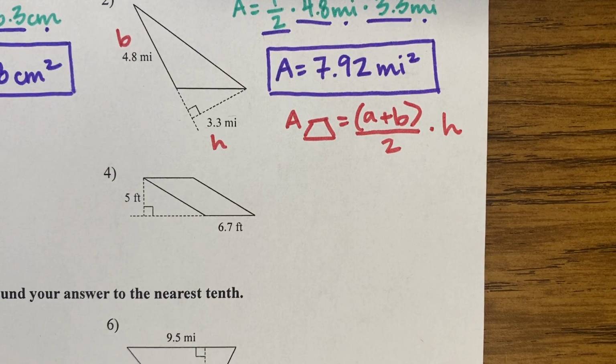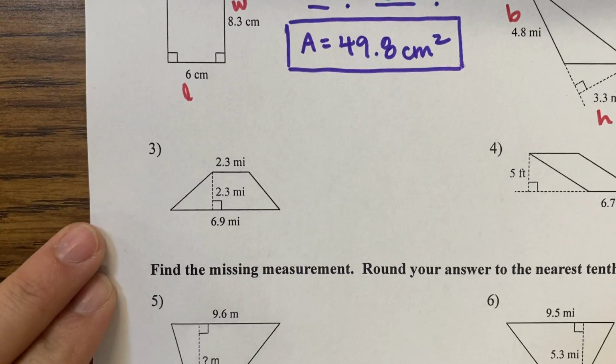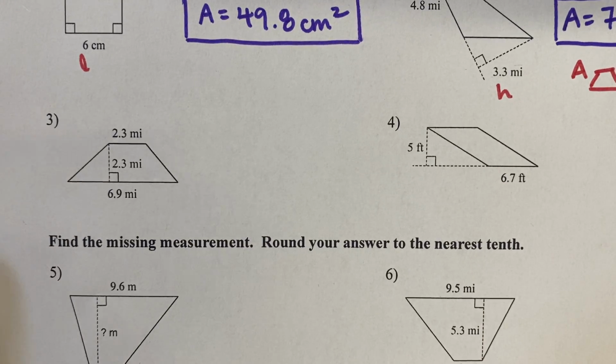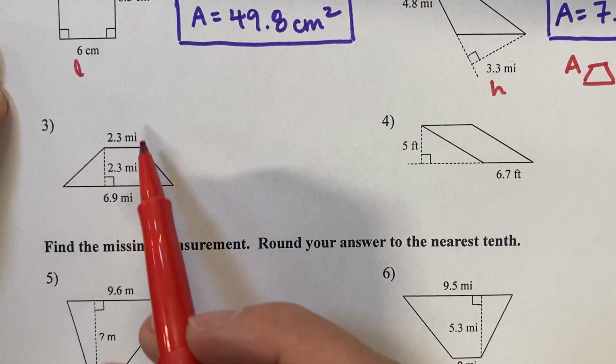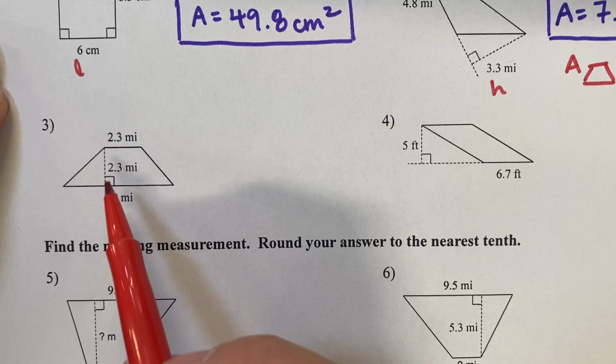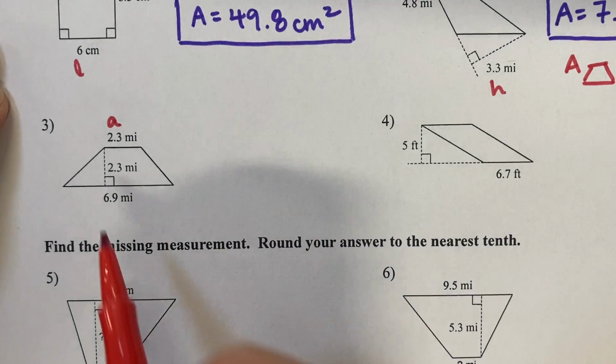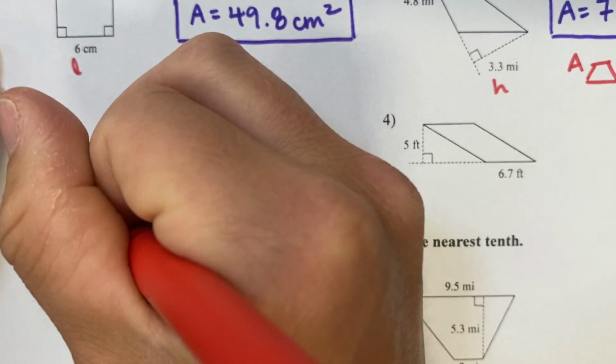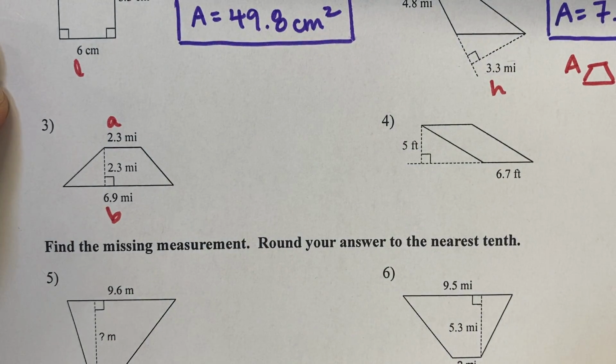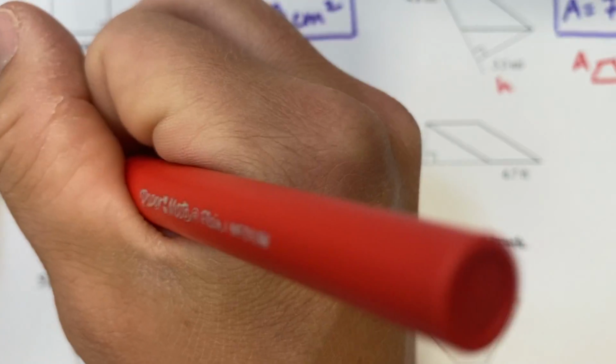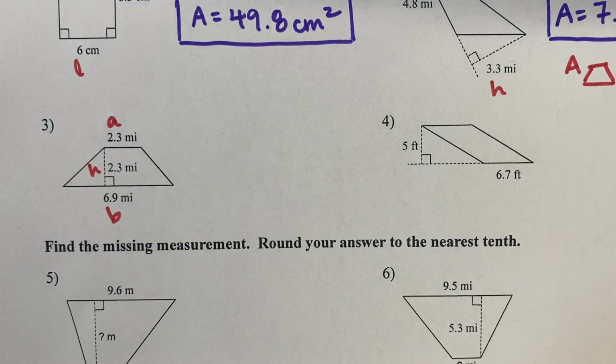Okay, well, let's go ahead and identify what we need. So I need my A, which is my shorter side, my B, and my height. Okay, so A is my shorter side. So I see that 2.3 is shorter than 6.9, so I'm going to label 2.3 as my A. That means my longer side is 6.9, so 6.9 is my B. And lastly, I need my height, so how tall it is, that is 2.3.